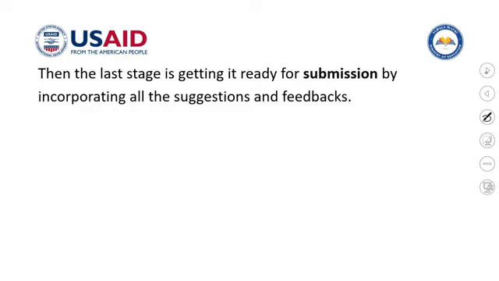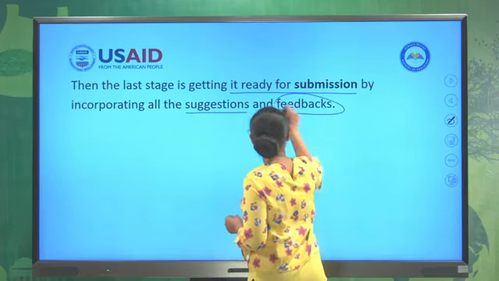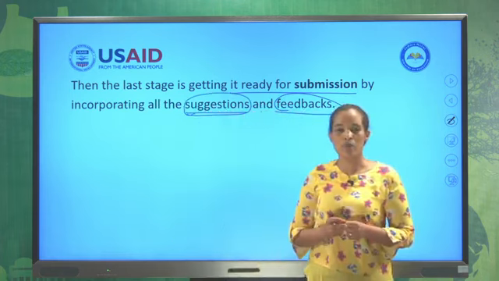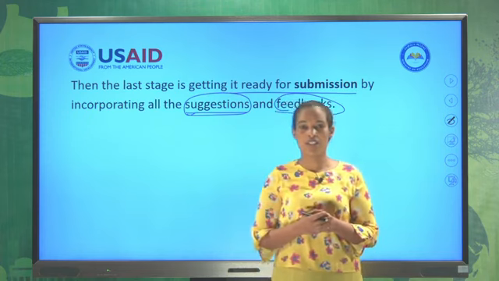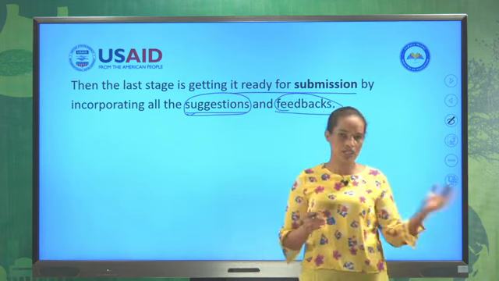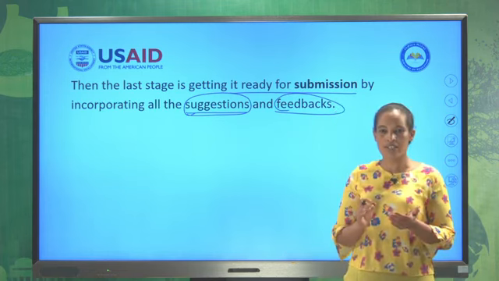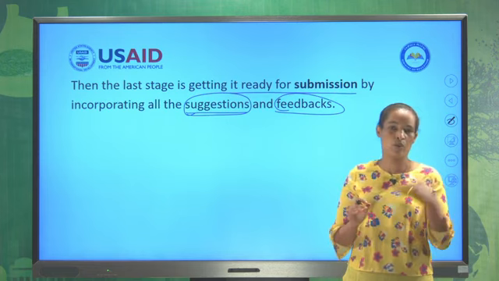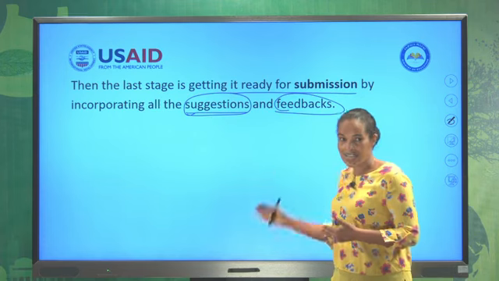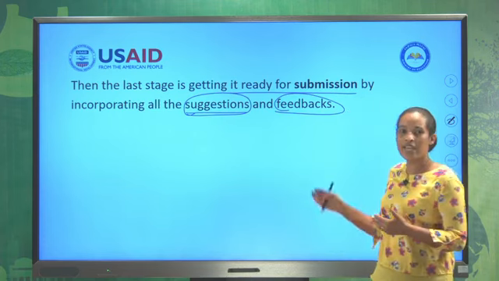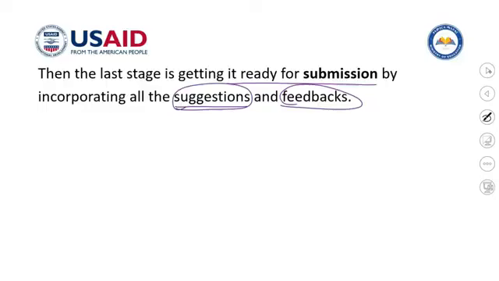Then, after the editing stage, it is getting ready for submission by incorporating all the suggestions and feedback. The suggestions can be given by their classmates, by another student, or the suggestions and feedback can be given by their teachers. So incorporating the suggestions and feedback which they were given, they can finalize their writing and make it ready for submission. Dear teachers, we have been discussing the five stages of the writer's workshop model.